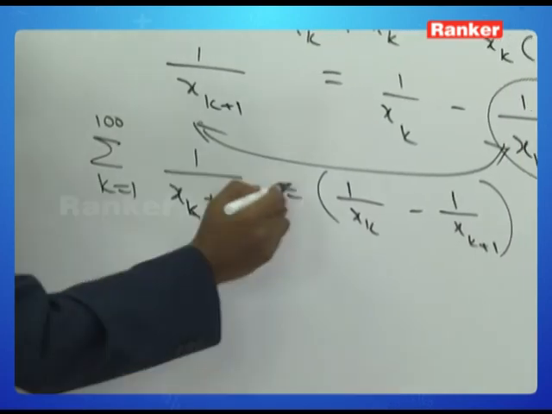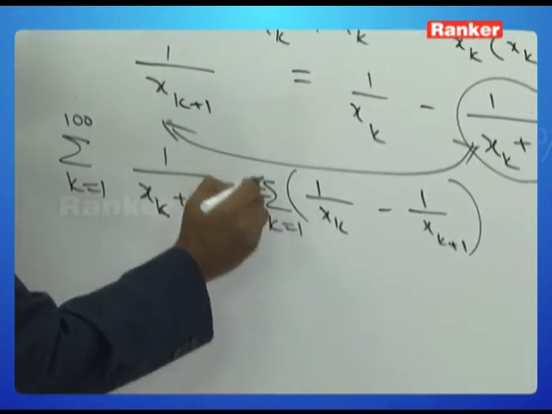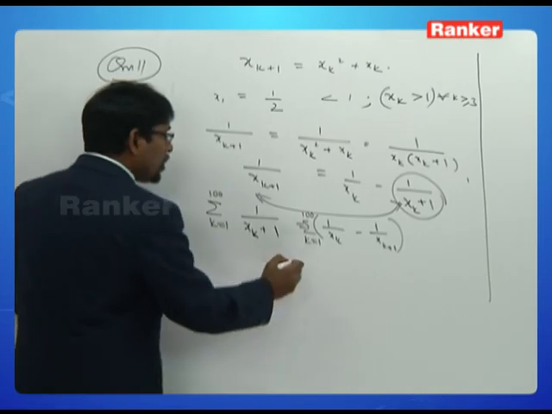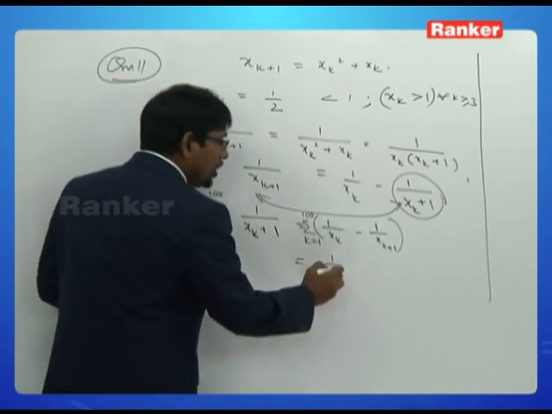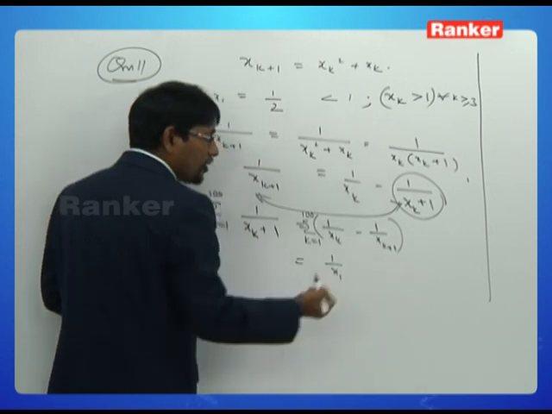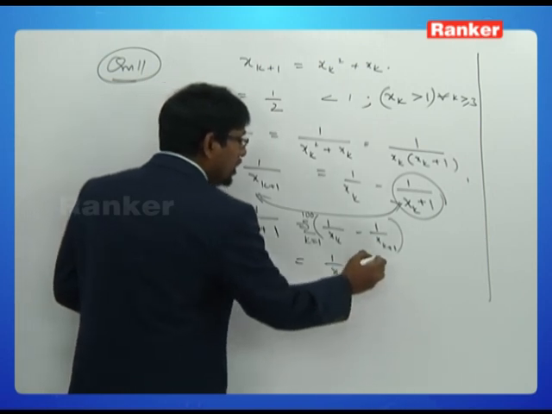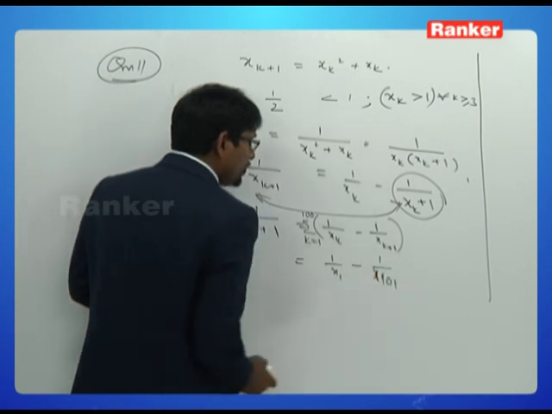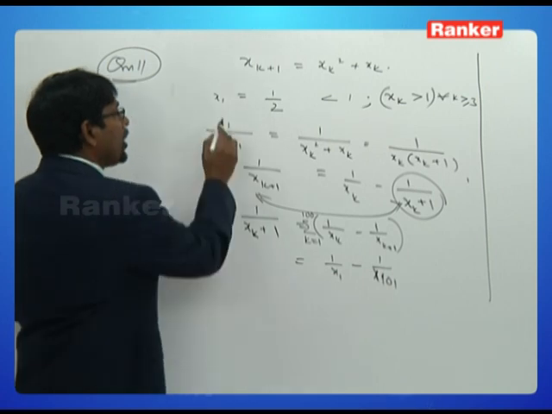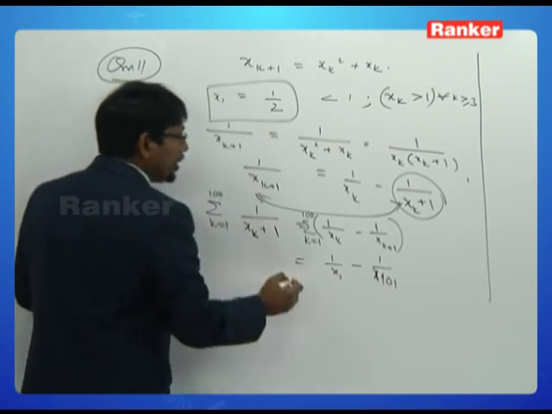First let's find that out. So k ranging from 1 to 100. What do you get? It is 1 by x1 minus 1 by x2, 1 by x2 minus 1 by x3, all of them will cancel in between and we'll be getting 1 by x101. What is 1 by x1, by the way? x1 was half, so 1 by x1 is 2.